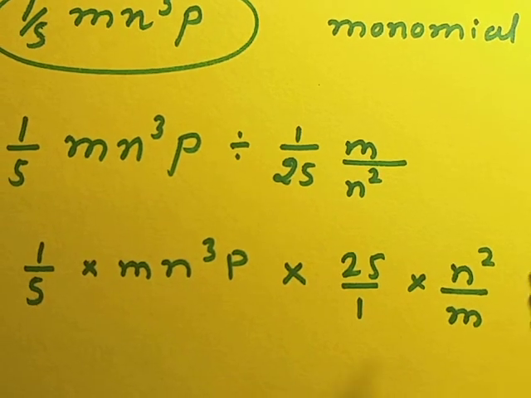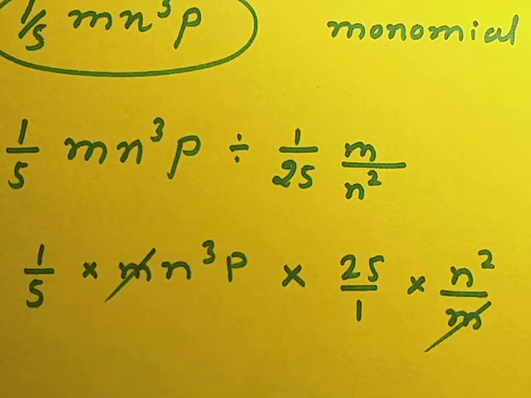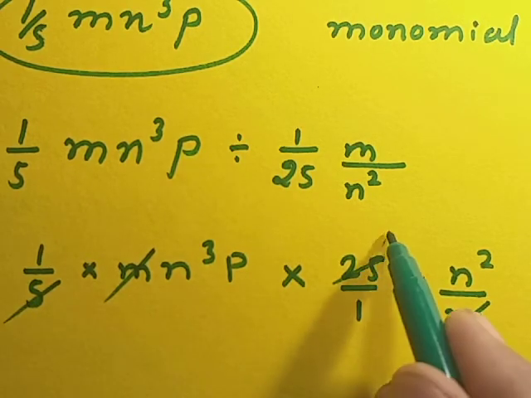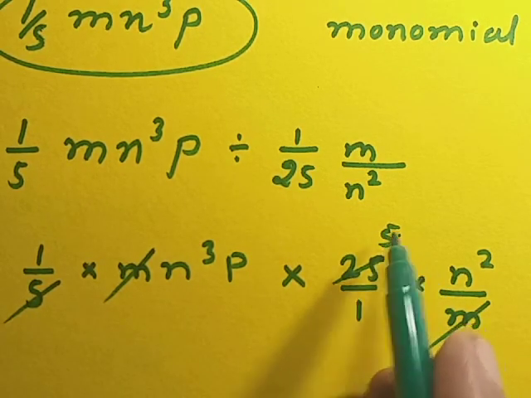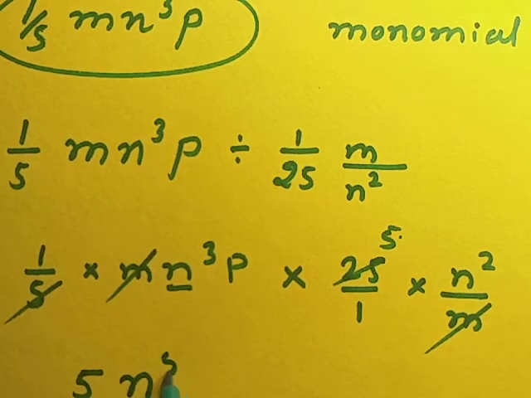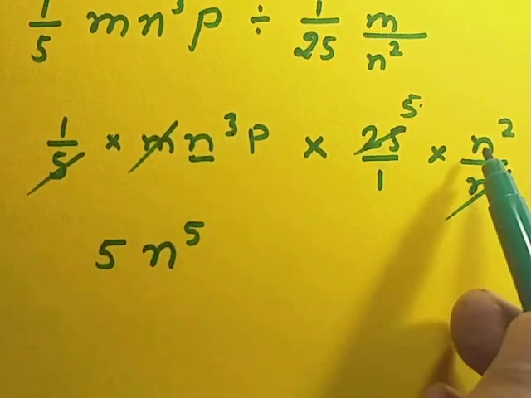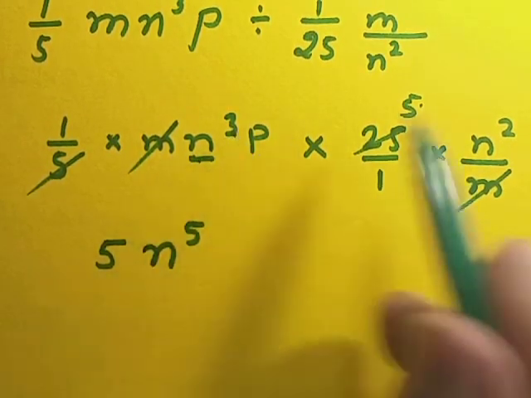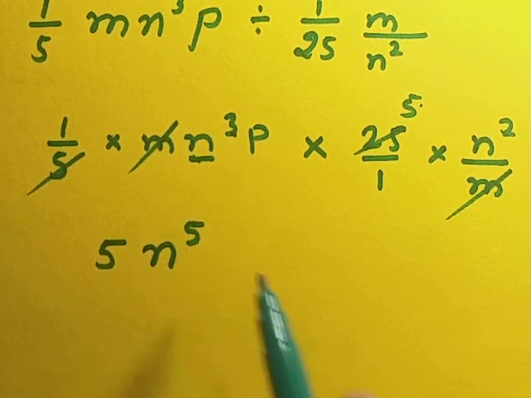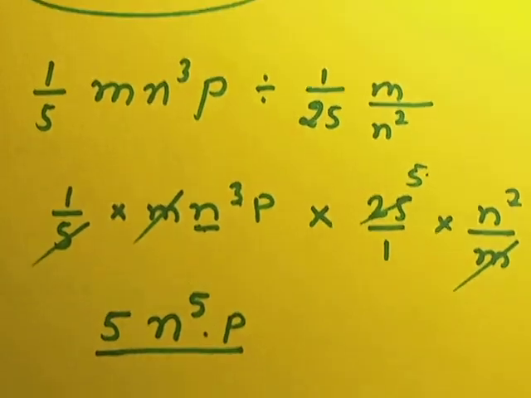Here this m and m are cancelled, and 5 ones are 5, 5 fives are cancelled. 5 into 1 becomes 5. n cube into n square becomes n raised to 5. According to the law of index, a raised to m into a raised to n is equal to a raised to m plus n, that is n raised to 5 into p as usual. Therefore, this becomes our result.